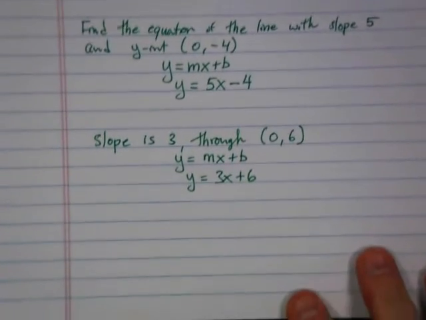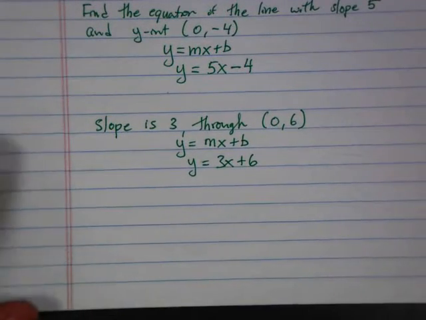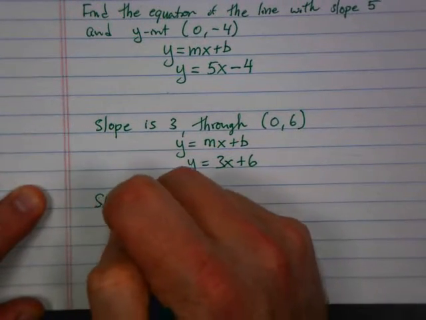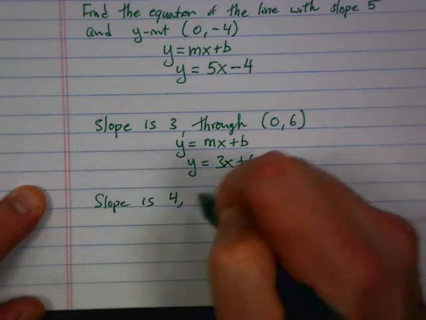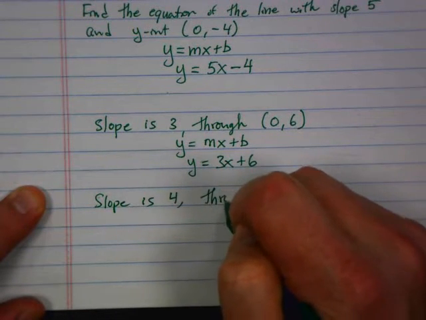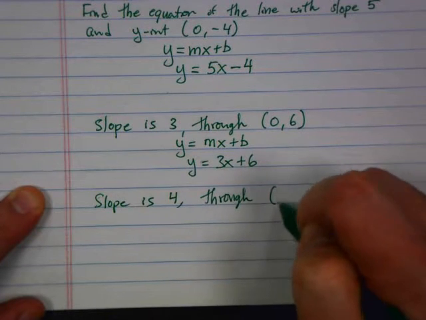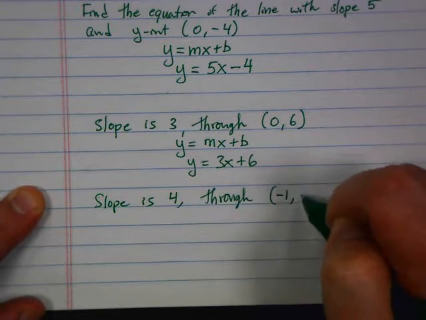All right, so here's a harder one. Slope is 4, and then I'm going to go through the point (-1, 3).